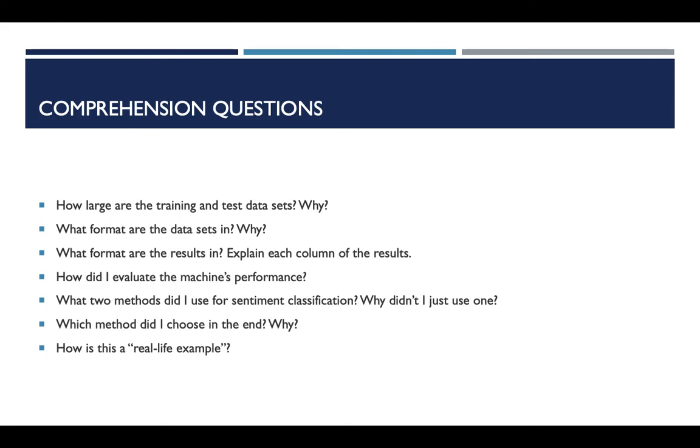And what format are the results in? I want you to explain each column of those results and what they tell us. Tell how I evaluate the machine's performance. I believe I explained that directly in the report. Talk about the two methods I used for sentiment classification and why I didn't just simply use one method. So why did I use two, and then in the end, which method did I choose and why did I choose that method? And then also describe briefly how this is kind of a quote-unquote real-life example.